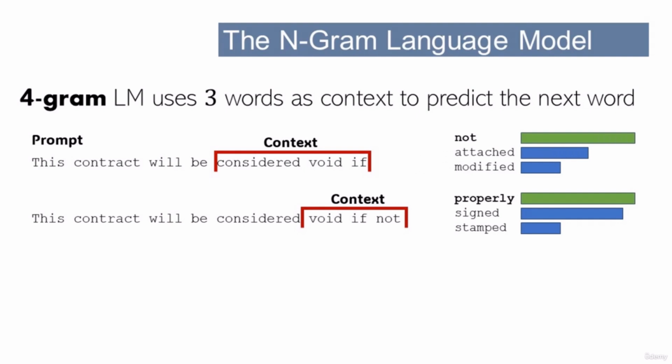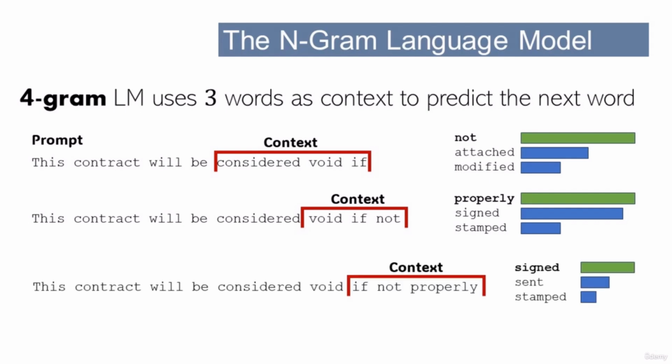Once the word is added to the text, we move the context window by a word. The new context is identified by the 3 words void if not. We repeat the process and find that the most probable word for this context is properly. We add this word to the text and continue with this process. Once again, we add this word to the text and move the context window by a word. The new context is identified by the 3 words if not properly. With the new context, the most probable word is signed. This process continues until an end condition is verified.